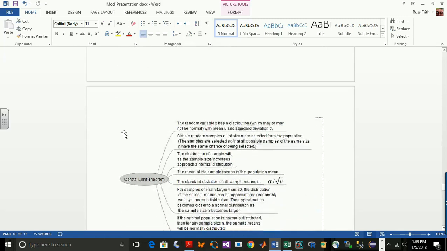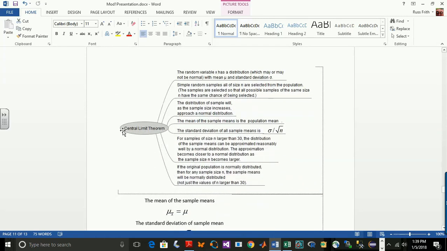Okay, all right. So let's talk about the central limit theorem. The random variable x has a distribution which may or may not be normal with mean mu and standard deviation sigma. Simple random samples, all of size n, are selected from the population. The samples are selected so that all possible samples of the same size n have the same chance of being selected. So this is a key point.